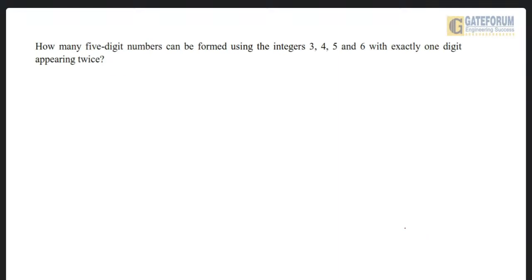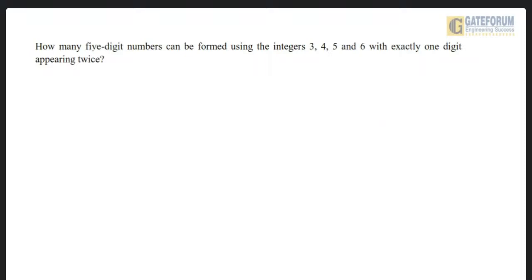Question is, how many 5-digit numbers can be formed using the integers 3, 4, 5 and 6 with exactly one digit appearing twice? This is from engineering mathematics, from the topic probability and statistics basics, that is permutations, combinations, basics of probability.